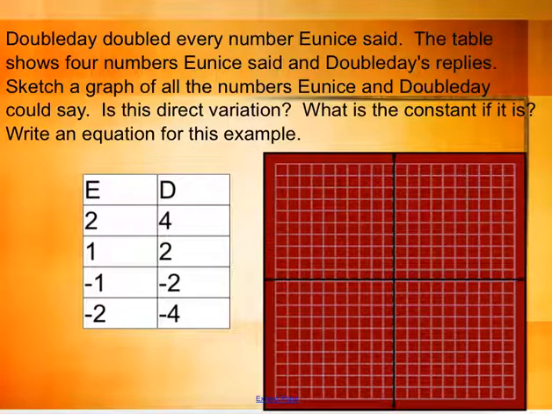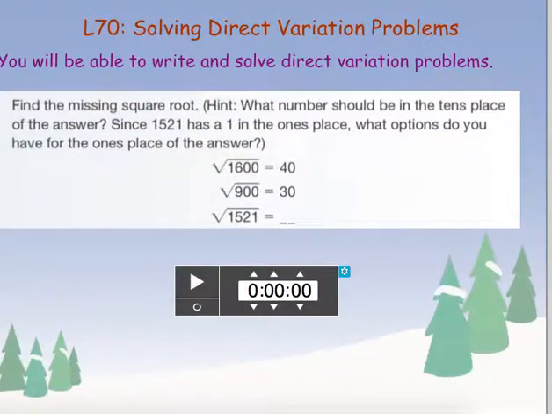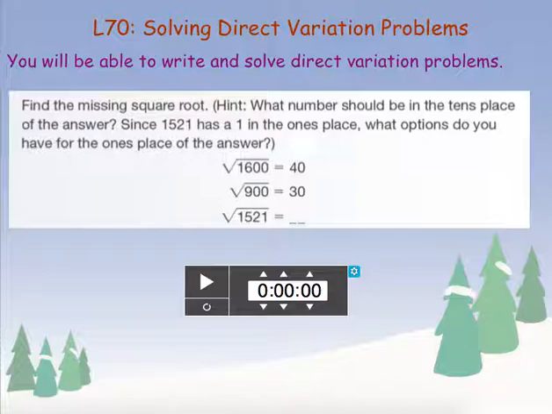Okay? And this is an example that you can try to see, do I know what it looks like to have a constant? Does it go through the origin? Does it follow that straight line? You can try this one on your own. Now let's look at lesson 70, because lesson 70 is looking at some of these direct variation problems again, and just some more kind of word problems. All right, so we'll do this pretty quickly.